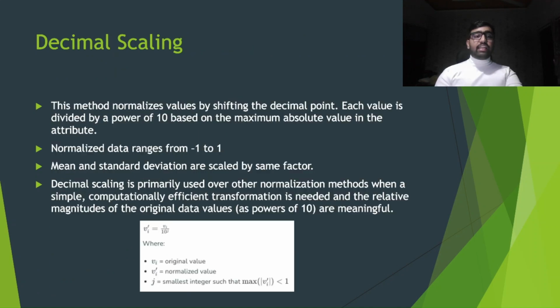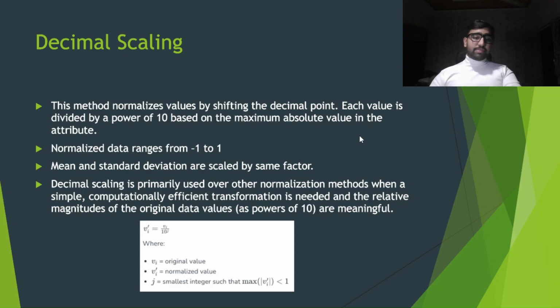Decimal scaling. This method normalizes values by shifting the decimal point. Each value is divided by a power of 10, based on the maximum value in the attribute. Normalized data ranges from -1 to 1. Mean and standard deviation are scaled by the same factor. Decimal scaling is primarily used over other normalization methods when a simple, computationally efficient transformation is needed and the relative magnitudes of the original data values as powers of 10 are meaningful.